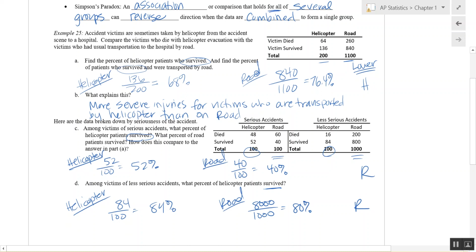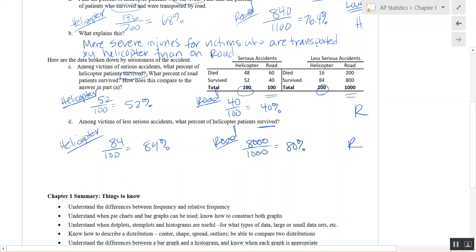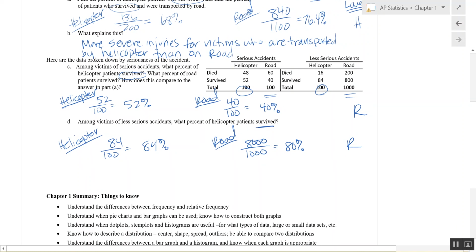So it's definitely one of those weird things. It's called Simpson's paradox. I didn't change the data to make it work like this. It's just sometimes this happens. When you break it down into the totals and you break it down into categories, the response can reverse.